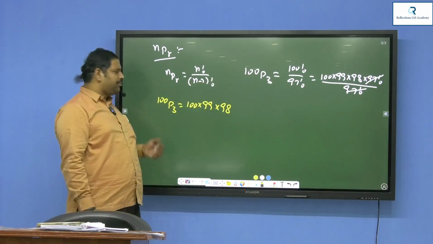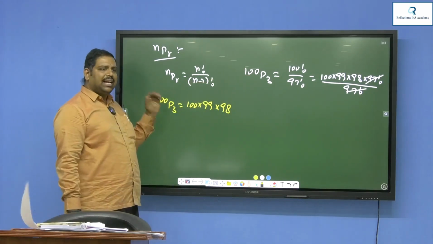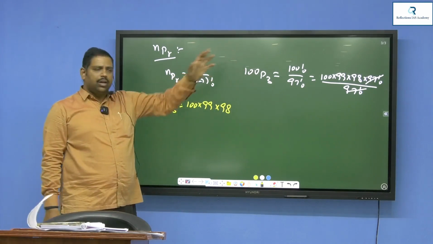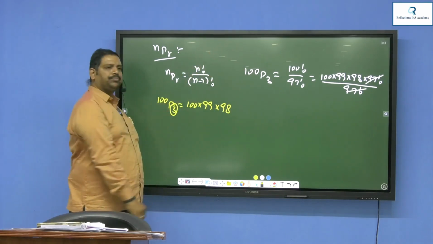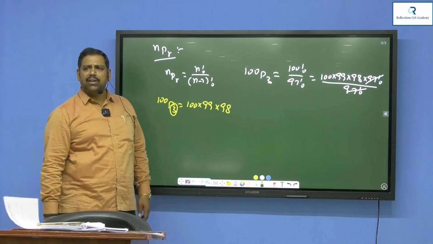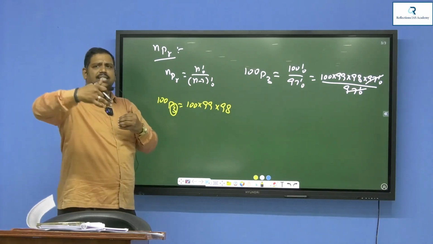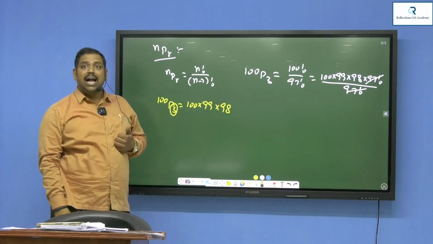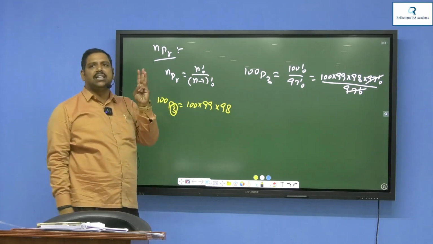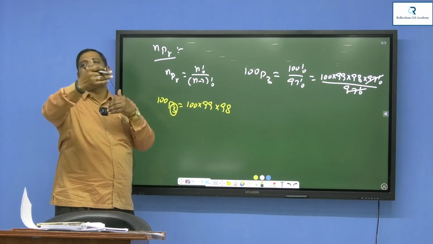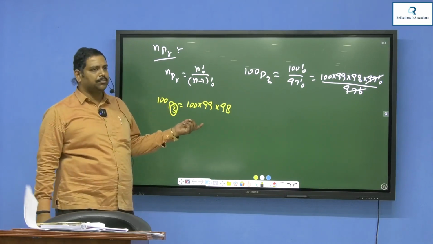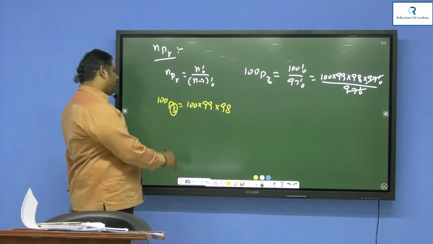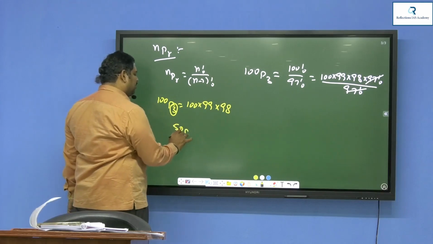What I can say is, sir, if you want 100 P3, like 100 factorial, start writing. You have to write only for 3 times. How do you write 100 factorial? 100 into 99 into 98 into 97 into 96 and so on up to 3 into 2 into 1. I said how many times you have to write? Only 3 times. So 100 into 99 into 98. That's it. Right now, tell me, how can you calculate 50 P2?